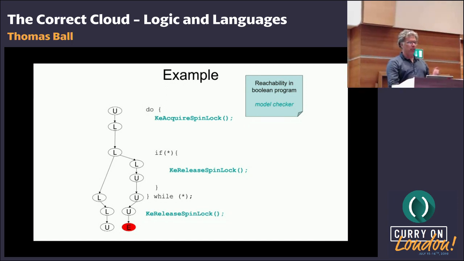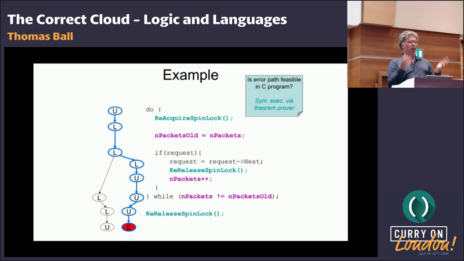Well, let's take that path, and what we did in the SLAM project was we gave it to a theorem prover and we asked, does there exist an input now in the concrete world such that this path could execute? Well, notice that along that path there's these two variables, nPackets and nPacketsOld. nPacketsOld is equal to nPackets. If we go inside the if, we increment nPackets, so the while loop actually must iterate, right? Because at the end of this loop, it's not possible to exit. So this is what happens when you abstract from a C program to a Boolean program. You get many more traces, and you don't want to show an infeasible trace to the programmer.